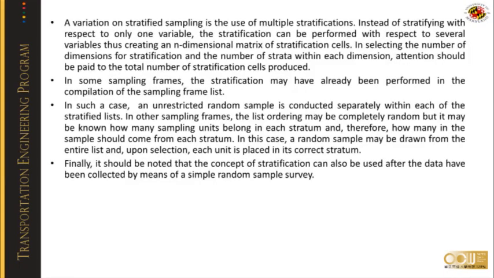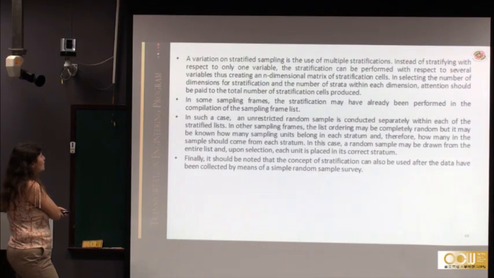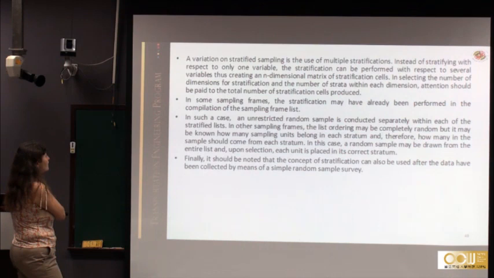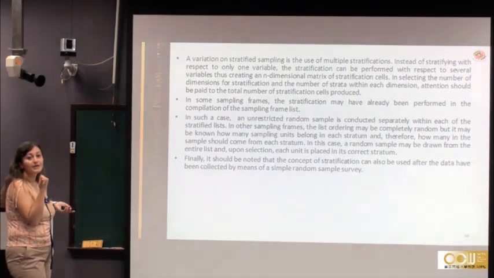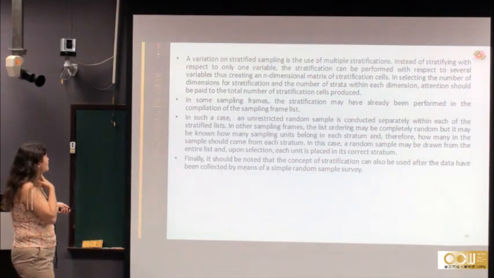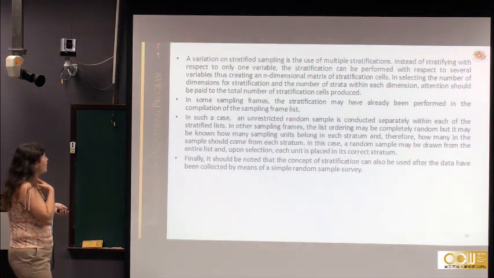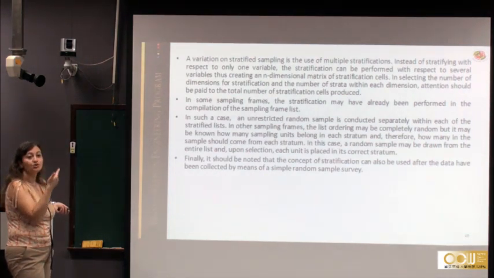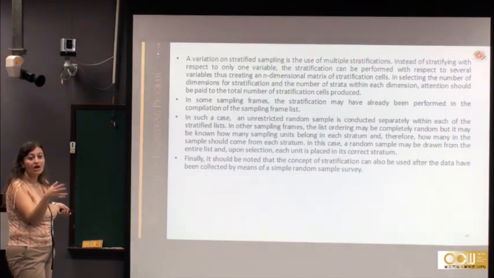Sometimes when you work with stratified sampling, instead of stratifying with respect to one variable, you can stratify with respect to several variables. And so you can have an n-dimensional matrix of stratification. For example, the strata can be identified by income, gender, purpose of the travel, and so on.